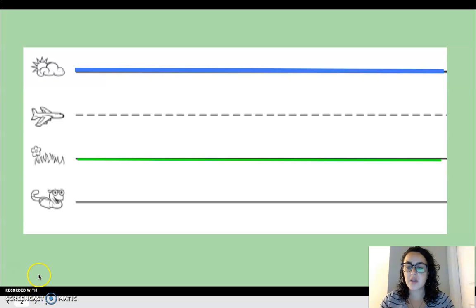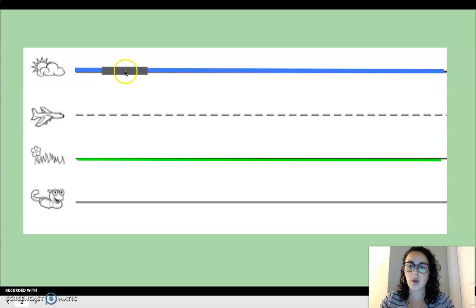We know that all uppercase letters go from the skyline to the grass line. They're all tall letters that go from the skyline to the grass line, so they're all the same height. And when we're writing, we're always going to start at the top and then go down to the bottom. So let's look at the letter I first.